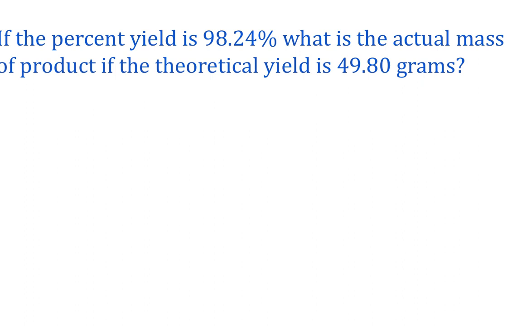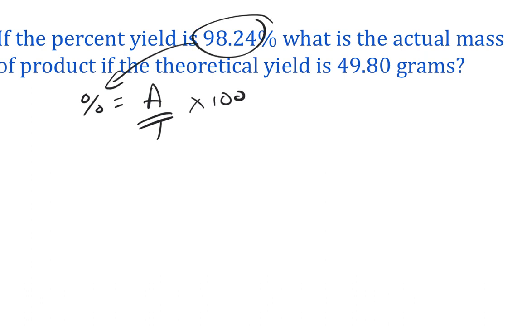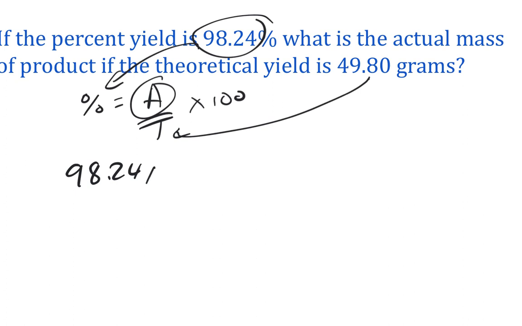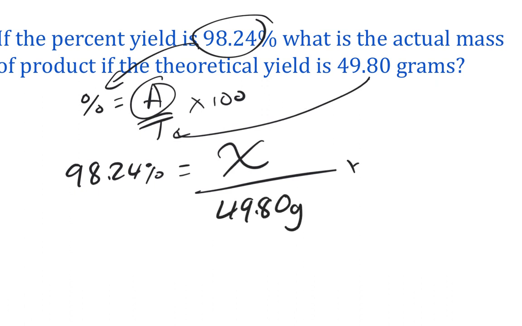Last but not least, it's just algebra manipulation. You probably see this on your multiple choice test. So once again, percent is equal to A over T times 100. We know the percent goes there. We know the theoretical yield goes there. 100 is 100, so A is an unknown variable. So 98.24% equals unknown, we're just going to call it X, divided by our theoretical, which is 49.80 gram, times 100.